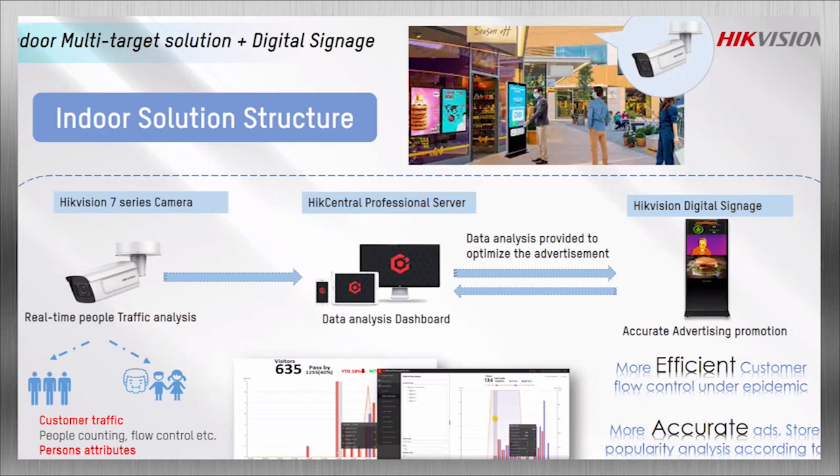For indoor advertising, usually we will use digital signage. Here we put digital signage standalone terminals, which can display pictures and videos. For the indoor scenario, the traffic will be human beings only. So we can have not only people counting, but also flow control, and person attributes including age group and gender. At the same time, we can synchronize the data to the software to generate different kinds of reports. And as in the outdoor scenario, this data can help managers optimize the advertisements.